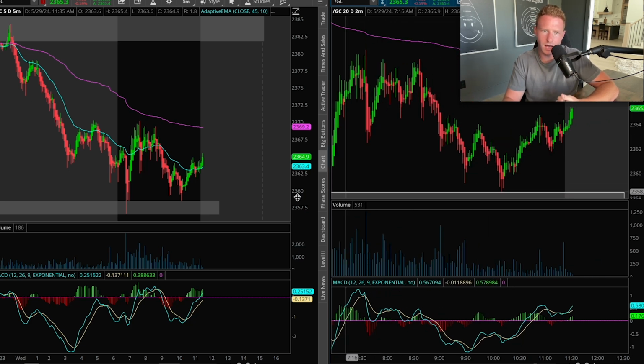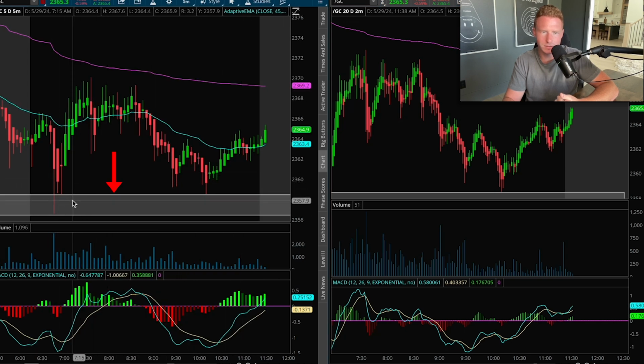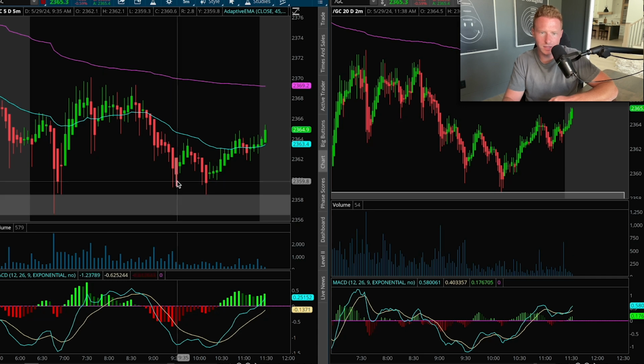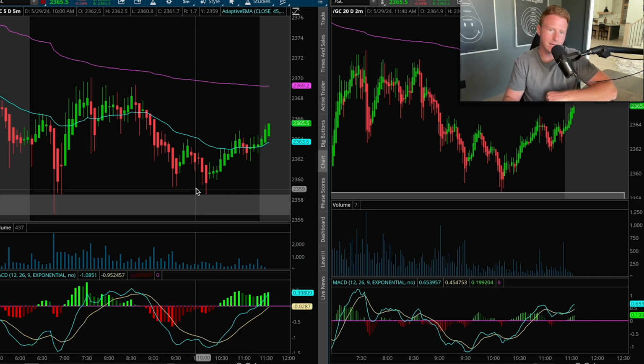I saw that we kept holding this support zone, right? So if we go to the 5-minute time frame, we had a key demand zone over here. We held it earlier today. We held it again. And what I noticed was the 5-minute MACD was starting to cross, right? So I basically played a 5-minute MACD setup inside a demand zone.